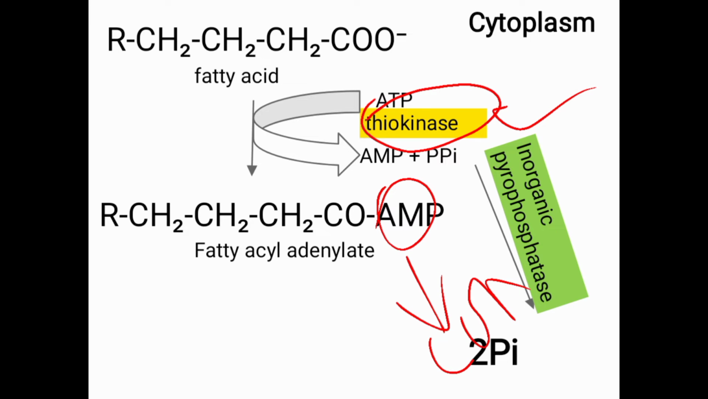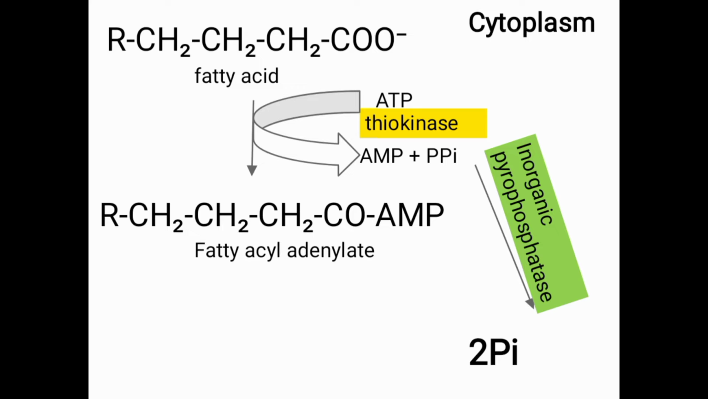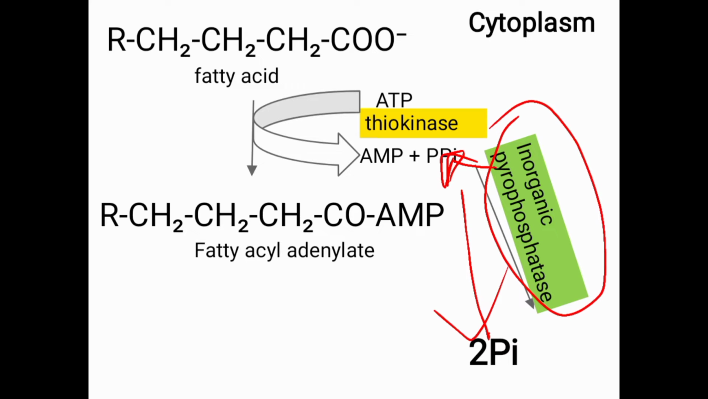So let me show you how this actually happens. Before I go to the next slide, let's look at this enzyme here too. It's inorganic pyrophosphatase. It acts on pyrophosphate, converting it to 2 molecules of inorganic phosphate. So this process of converting this pyrophosphate to 2 molecules of inorganic phosphate actually drives this reaction forward. So let me show you what I'm talking about.